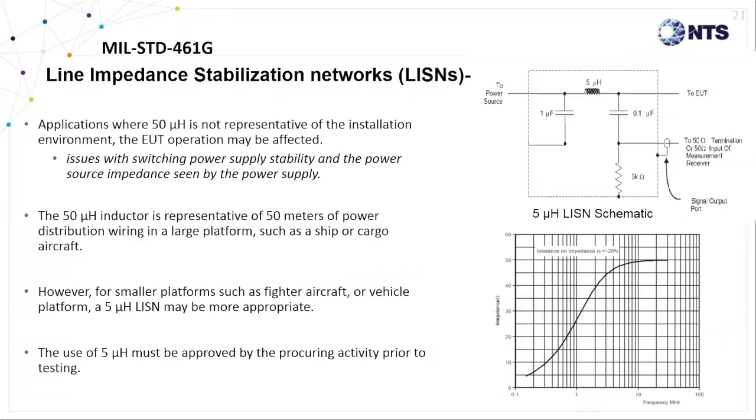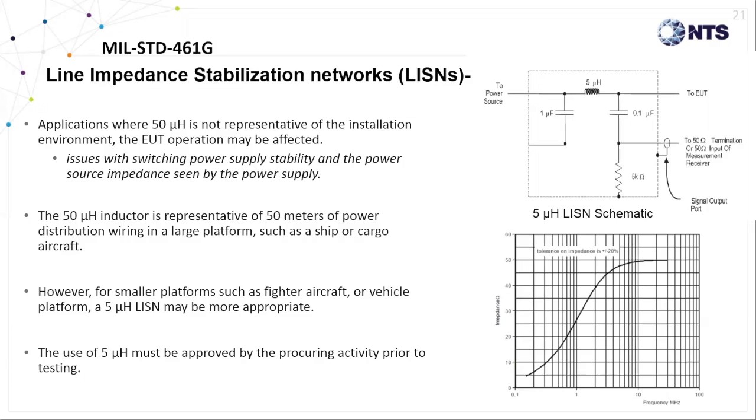Now, although the majority of the items that are tested at 461 will utilize a 50 microhenry LISN, there are applications where this may not be representative of the platform installation. In cases where using a 50 microhenry LISN may impact the operation of the EUT. For example, a low source power impedance for a high current, low voltage switching power supply may have trouble regulating or even turning on with the presence of a 50 microhenry LISN in line.